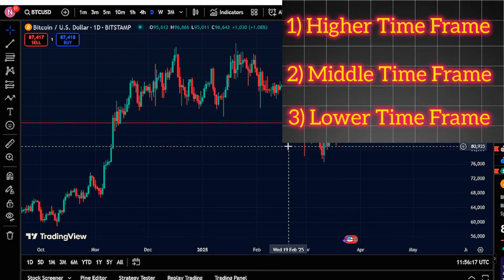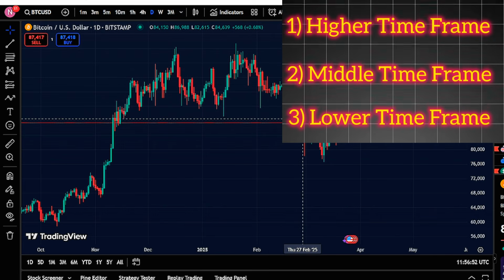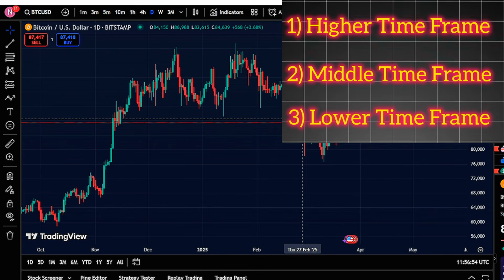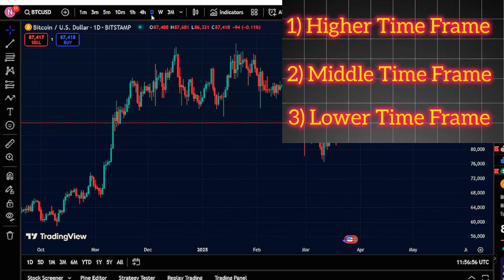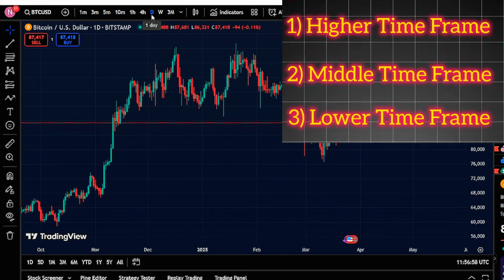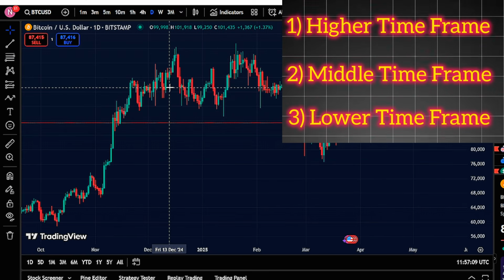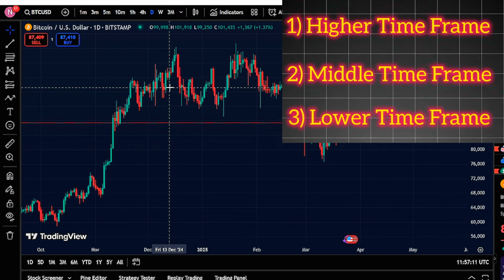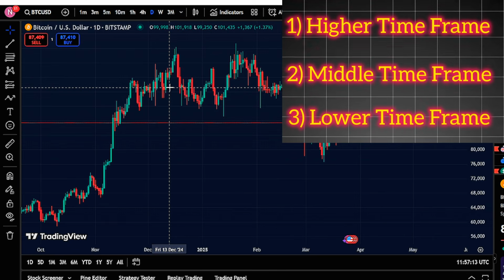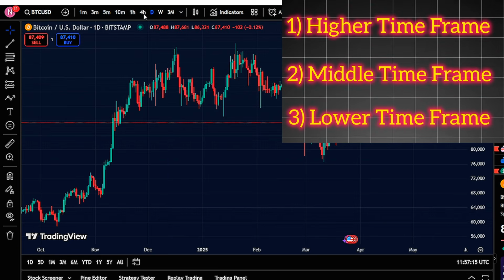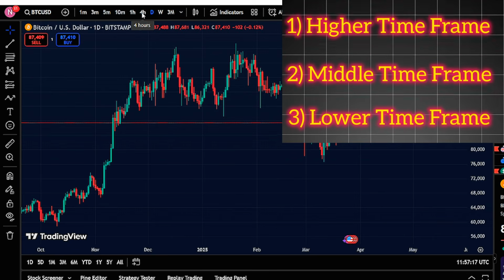If you're taking notes, write this down right now so that you don't get confused. For our first time frame, which is the higher time frame, we'll be naming it bias, and we're going to be looking at daily, guys. That is the daily time frame. For the second time frame, which is the middle time frame, we are going to name it structure, and for the structure, we'll be looking at the 4 hours time frame.